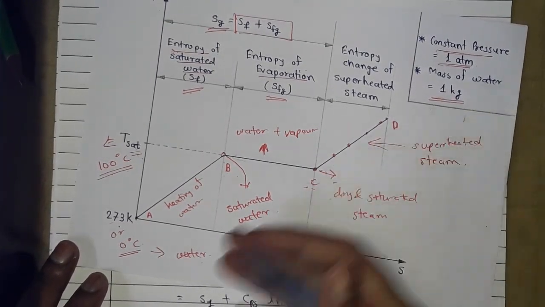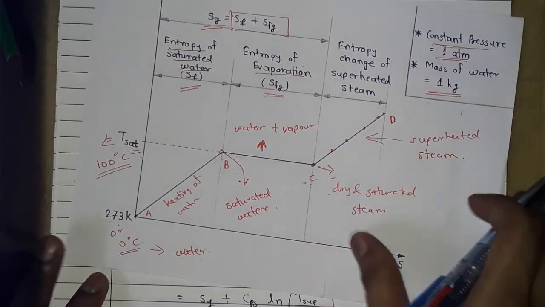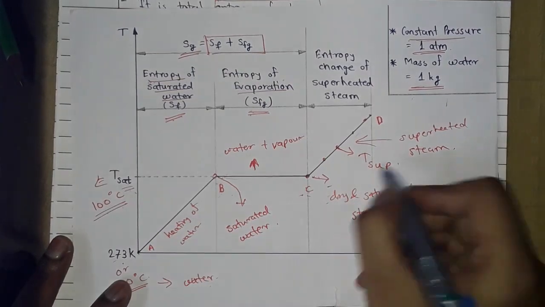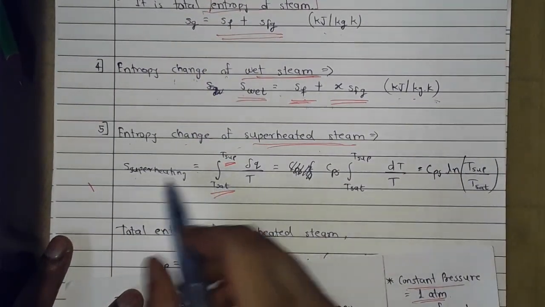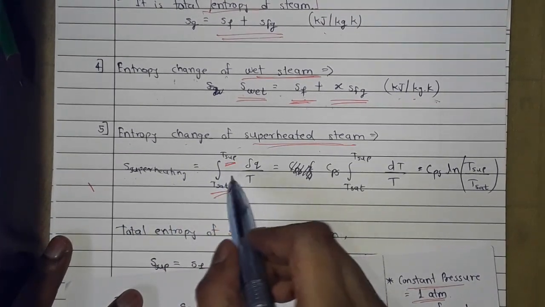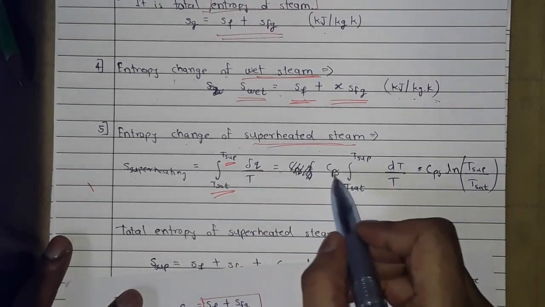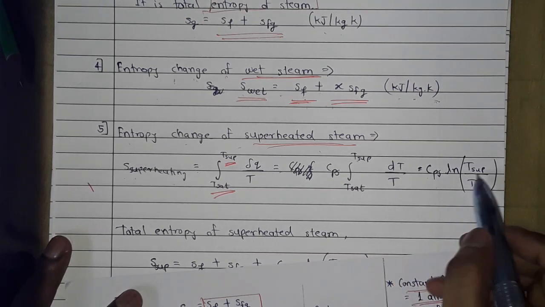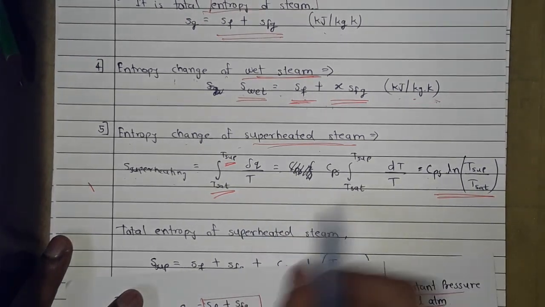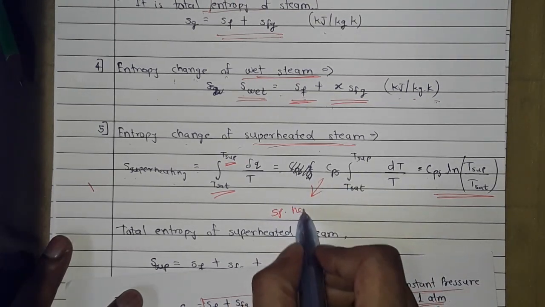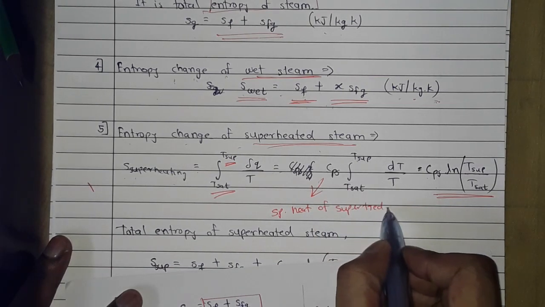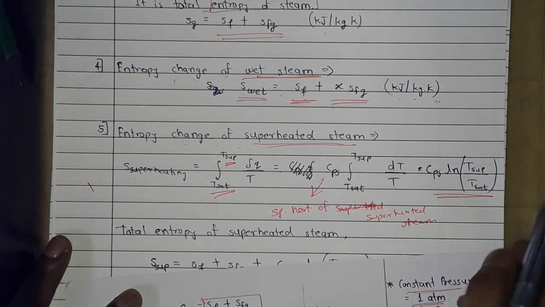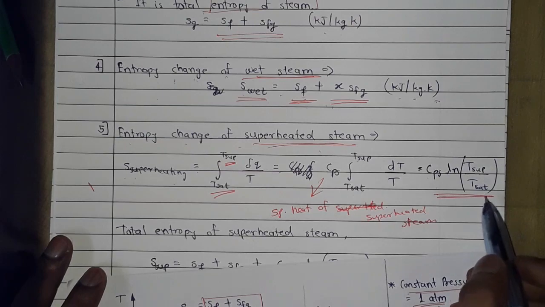That will be anywhere above the saturation temperature, and it is denoted by T sup. That is here, say friends, we can say here T sup, SUP. So S superheating is equal to integration of T sat to T sup delta Q upon T is equal to CPS integration T sat to T sup dT upon T is equal to CPS ln T sup upon T sat. Here friends, CPS means specific heat of superheated steam. Here T sup is higher temperature, T sat is the lower temperature.